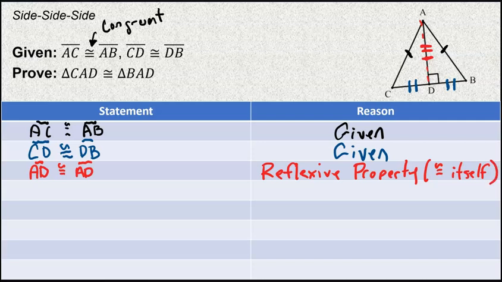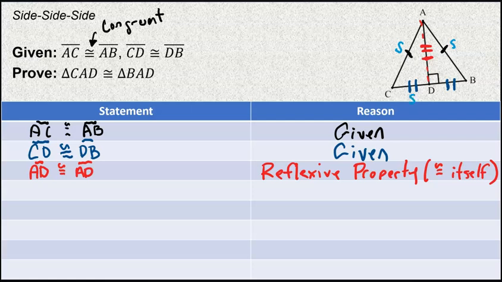So now let's take a look at what we have. As a beginner prover, I highly recommend that you use your diagram. So I'm going to label off what I have. Well, AC is a side, and so is AB. So that's a side of both triangles.